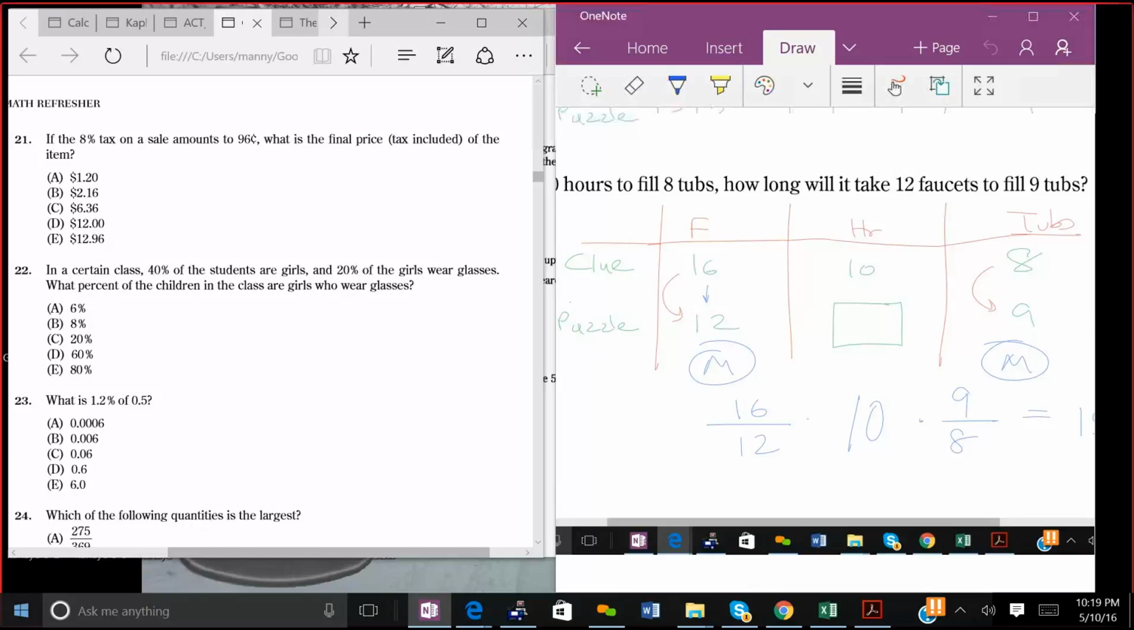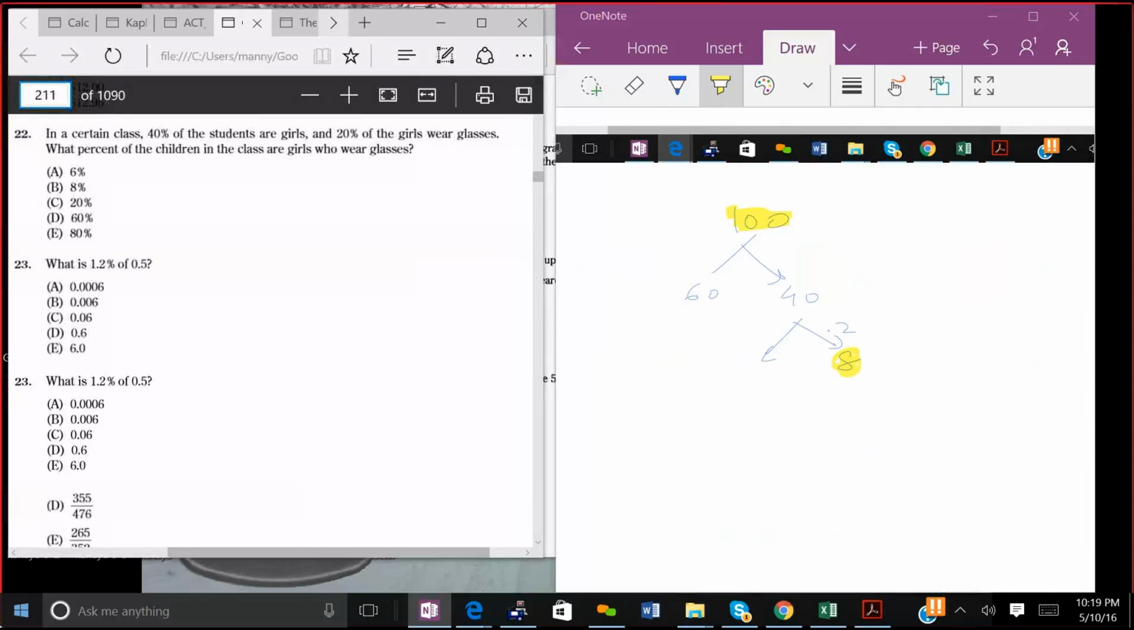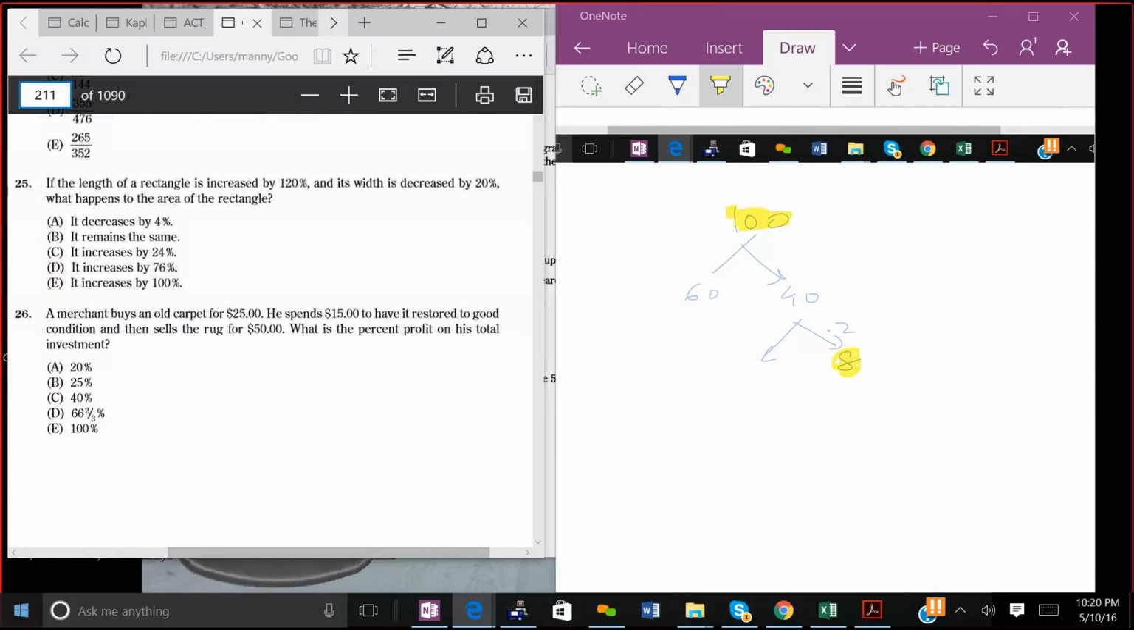The way I set it up is I use 100. You get 40 girls and 60 boys. And from here, you get 0.2 of 40, that's 8. Since you start with 100, you don't have to do any COP method or anything. You can just look at this and tell it's 8. Right? Great. Okay, question number 25 is the next important question.